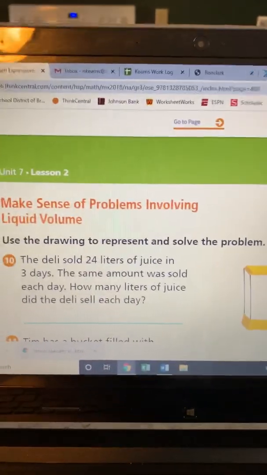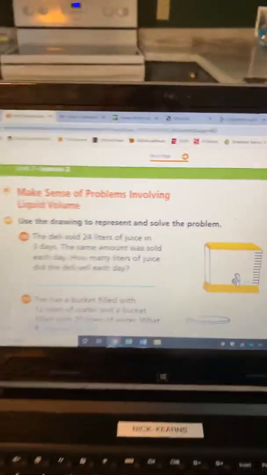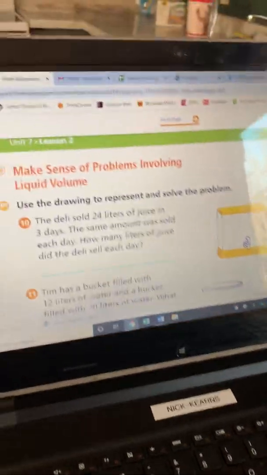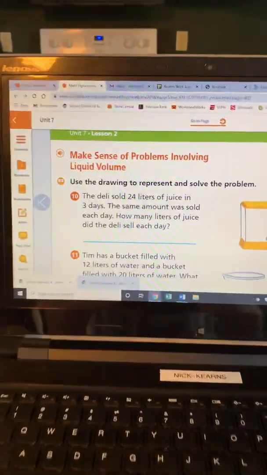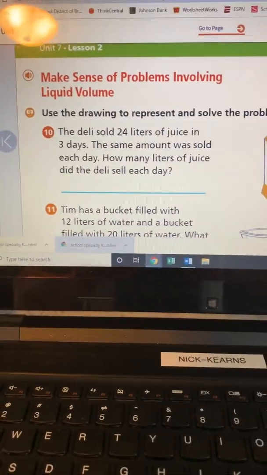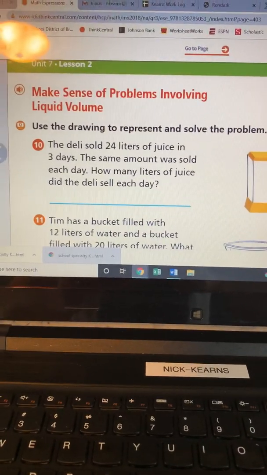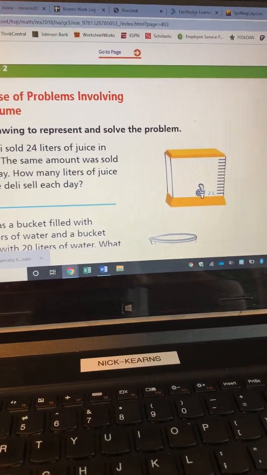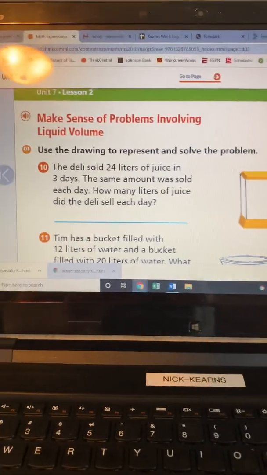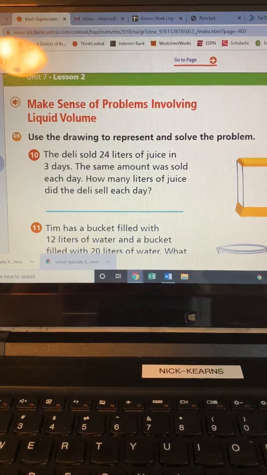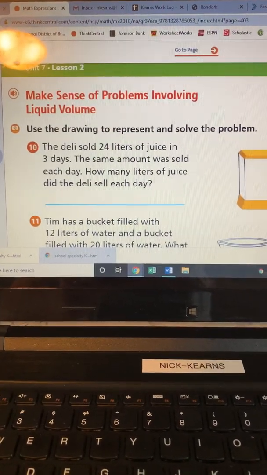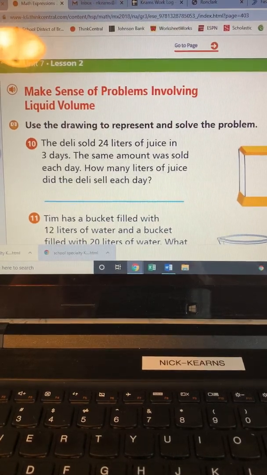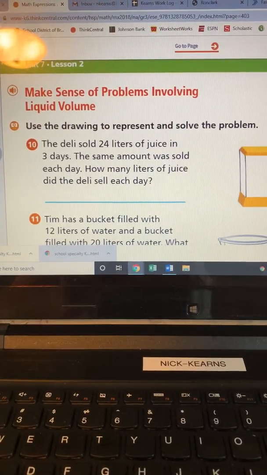All right, this is the one I was looking at earlier, guys. Make sense of problems involving liquid volume. Let's read the directions first. Use the drawing to represent and solve the problem. Okay. The deli sold 24 liters of juice in 3 days. The same amount was sold each day. How many liters of juice did the deli sell each day?